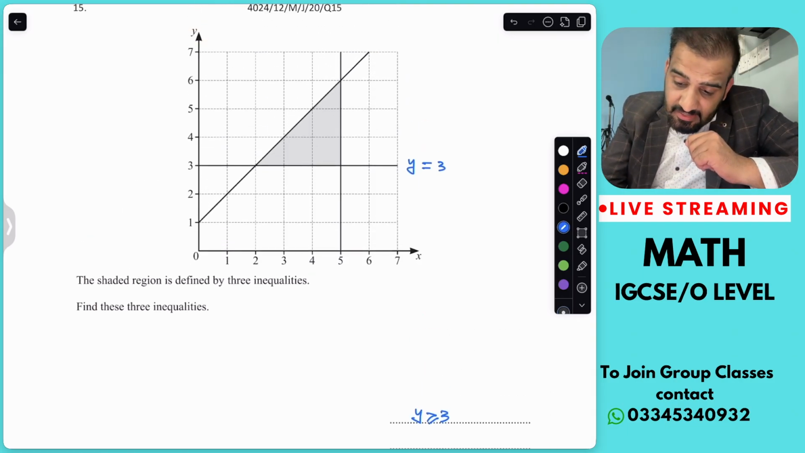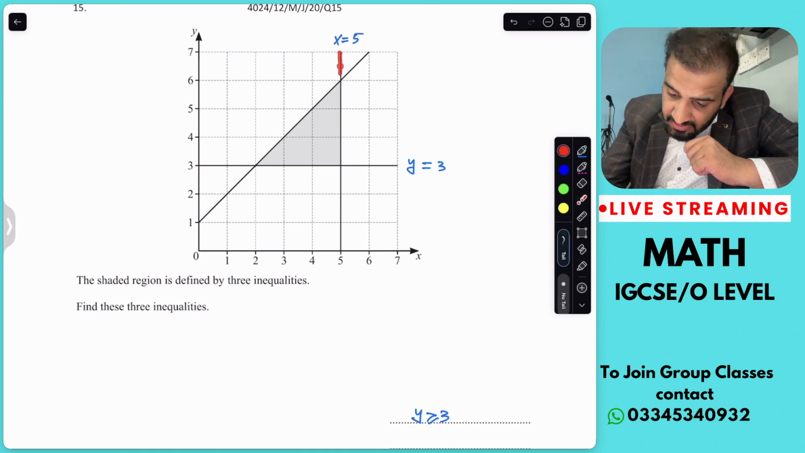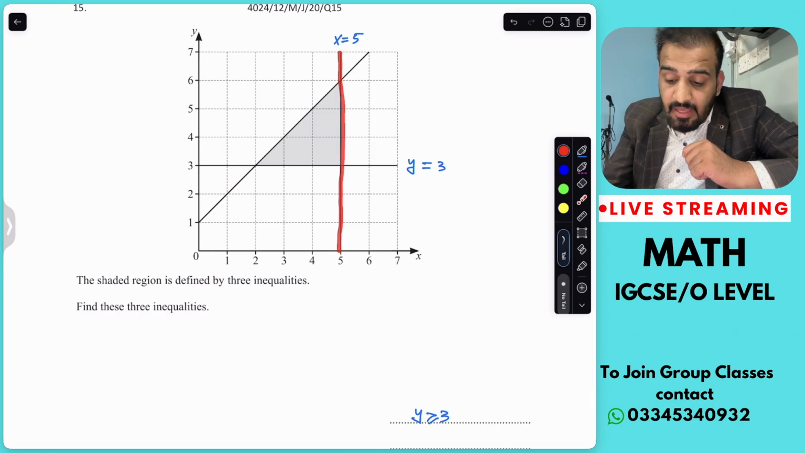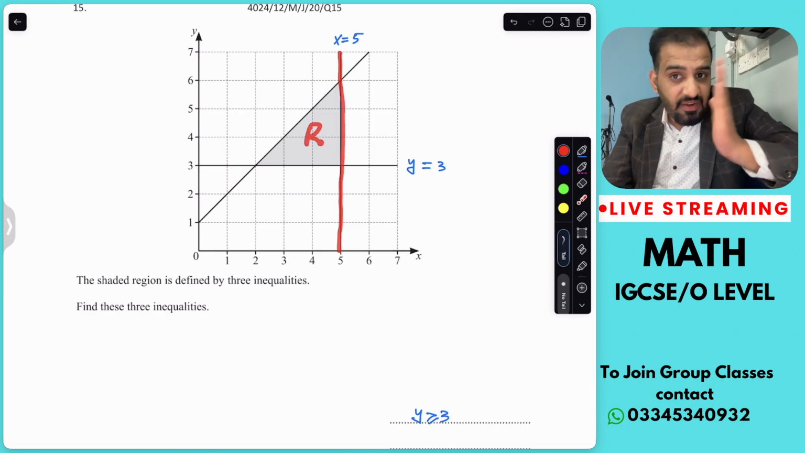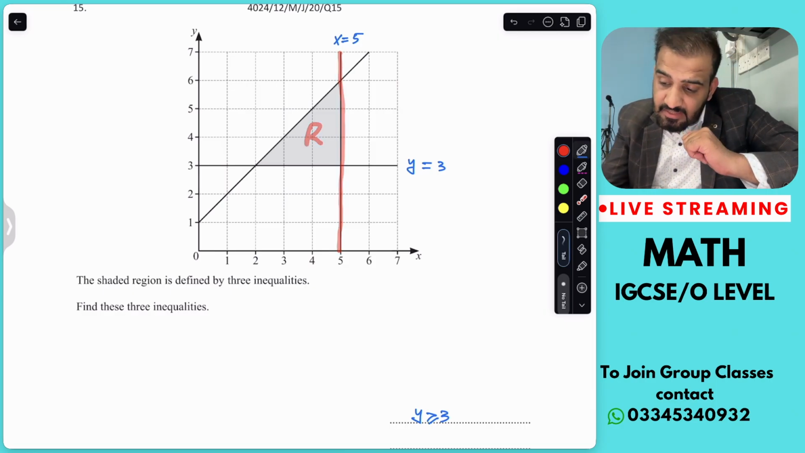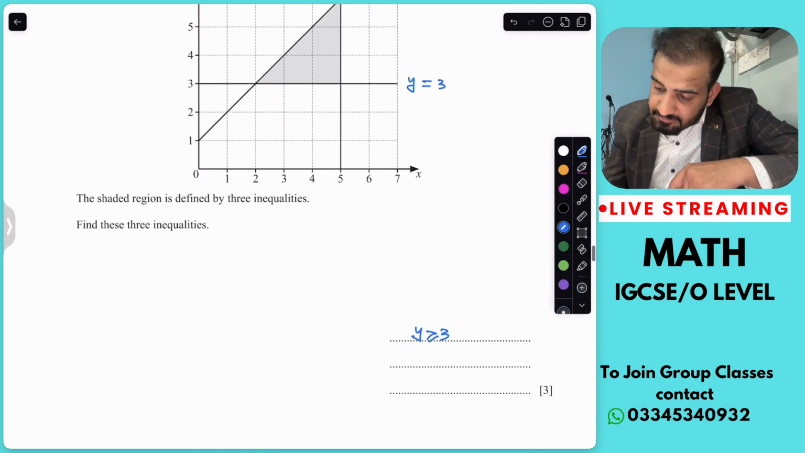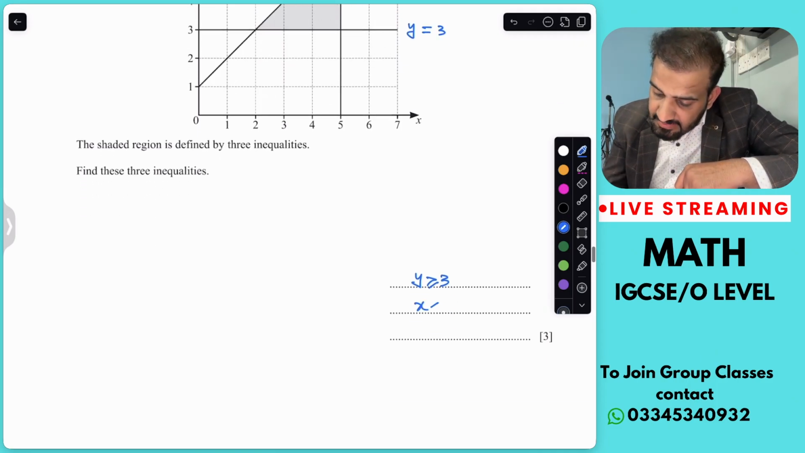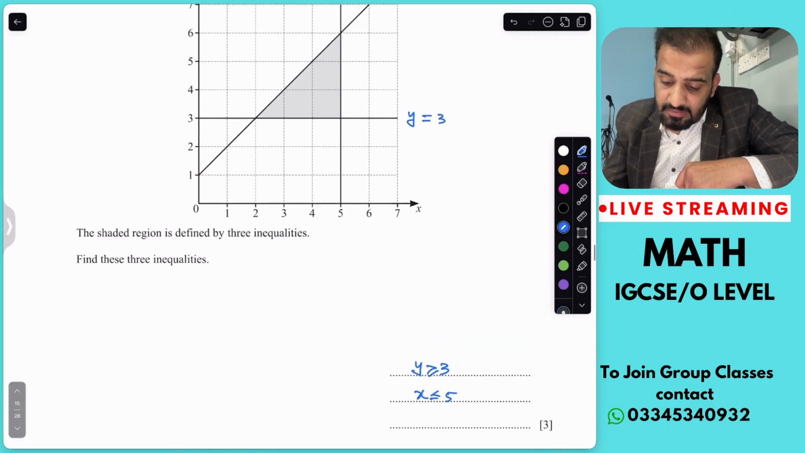What is this line? Is it x equals 5? I'm talking about this vertical line. Yes. But this region R is on the left side of this line, so I will write x is less than or equal to 5.